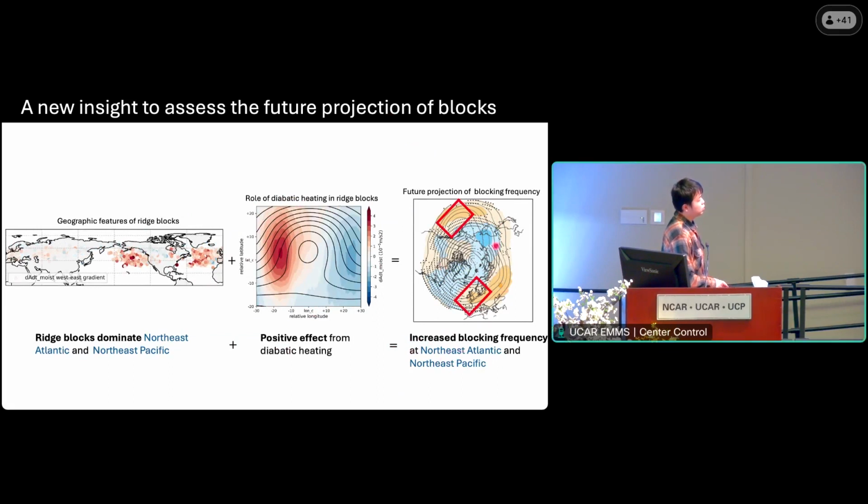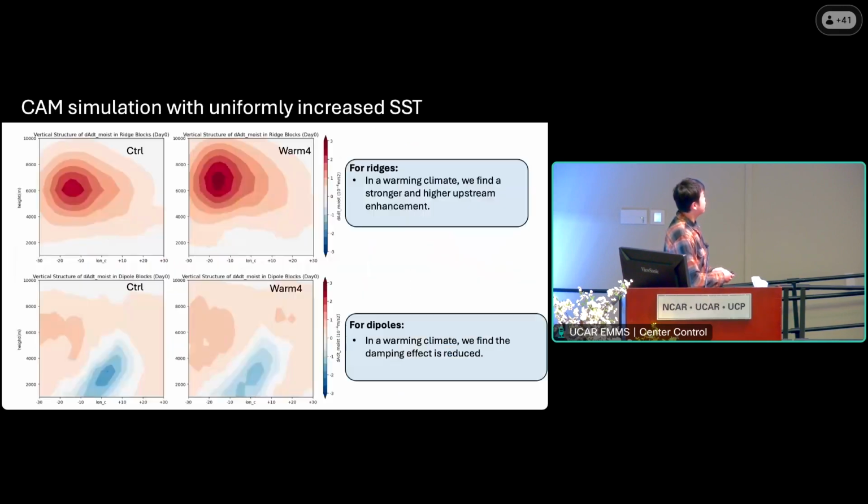And this is also what we can observe from this projection plot. We admit that this is purely based on the diagnostic from the observation. More research is needed to quantify this effect in different hierarchies of climate model and idealized model. Since time is limited, I will just quickly go through the results from the CAM simulation.